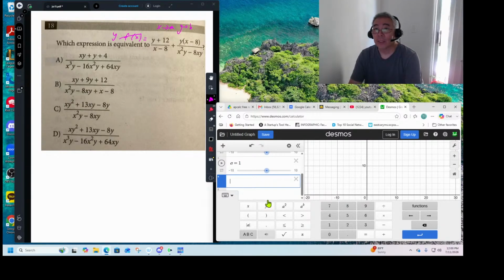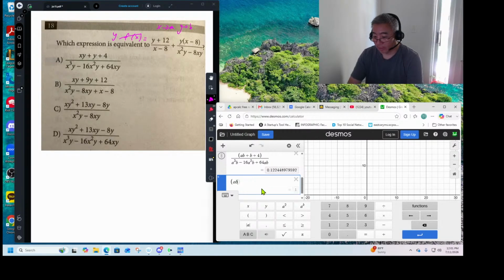So let's see. This would be ab plus b plus 4 divided by a cubed b minus 16 a squared b plus 64 ab. Okay, and that's obviously wrong. It's 0.122 when a and b are set to 1. It has to always match.